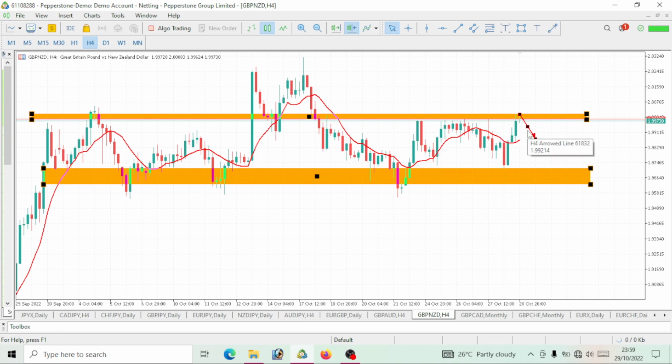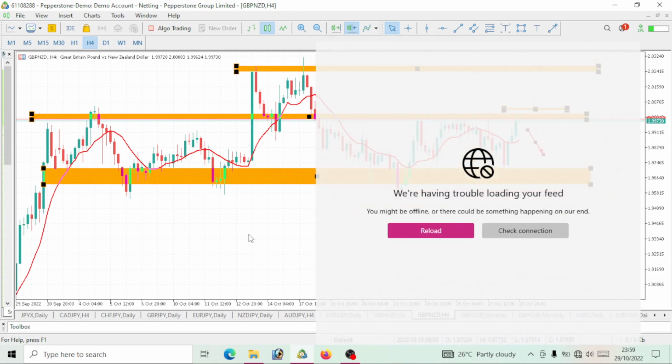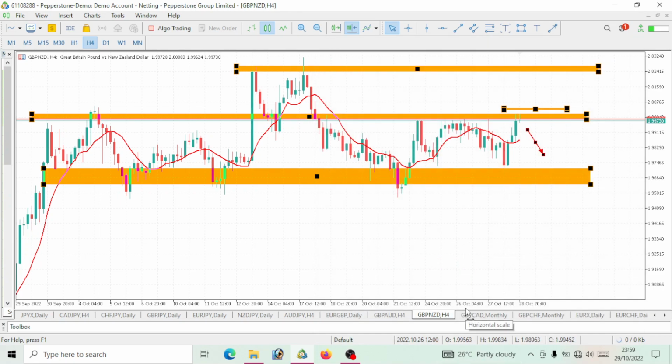So if you want to enter this trade, you can wait for a little bit for price to give us a bullish move. Maybe once the price gives us a little bit of a bullish move on the 4 hour time frame, then you can enter to go long. But I strongly believe by this week we will take out this high. So that is our 4 hour time frame on GBP New Zealand.